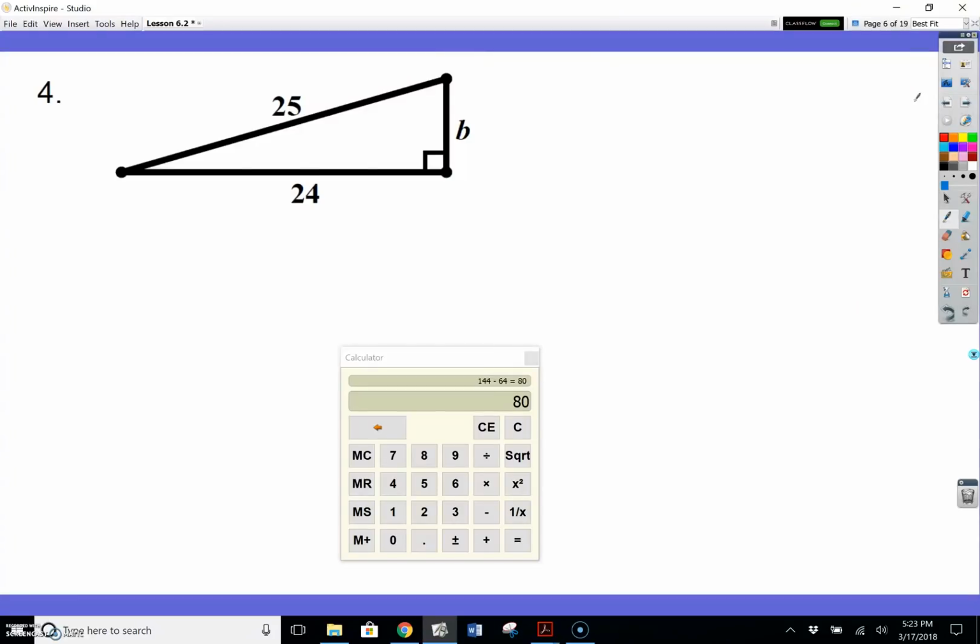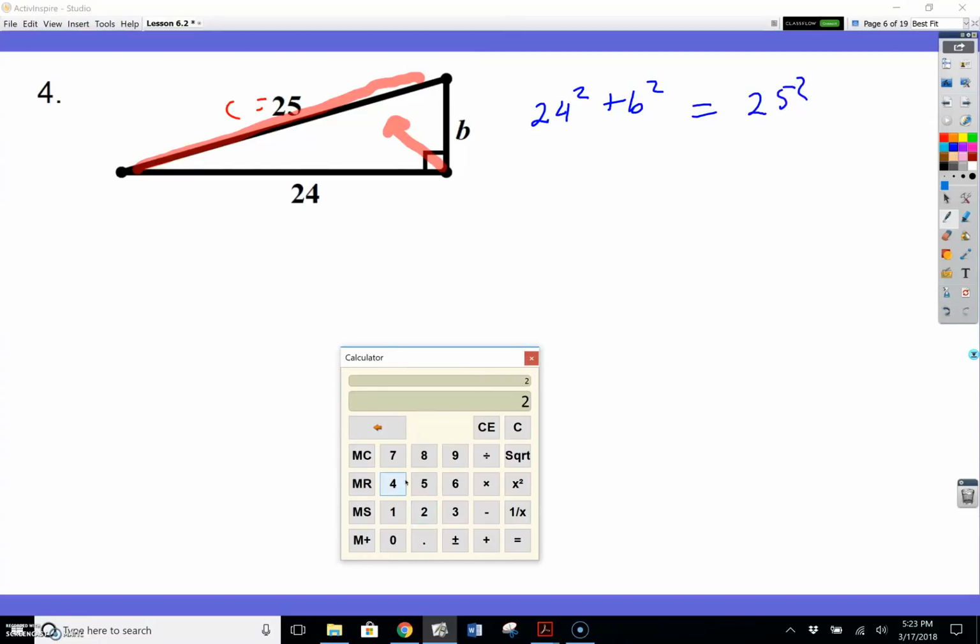All right, so now let's go ahead and look at this one. Once again, I'm given one leg and the hypotenuse. Quick reminder, the hypotenuse is always across from the 90-degree angle. That is always my c value, and it is always the longest side. So now I'm going to have 24 to the second power plus b to the second power equals 25 to the second power.